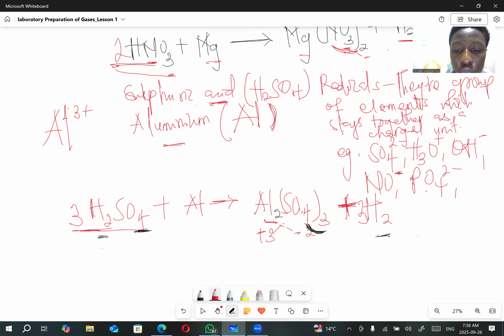Now let's look at the other elements. Aluminium is 2 here, right? So put 2 here, we are done. Then what other element? Sulfur. Sulfur is how many here? It's in brackets. Outside the bracket, 3. So the 3 will affect sulfur. So it's 3, and it's also 3 on the left-hand side. We are done.